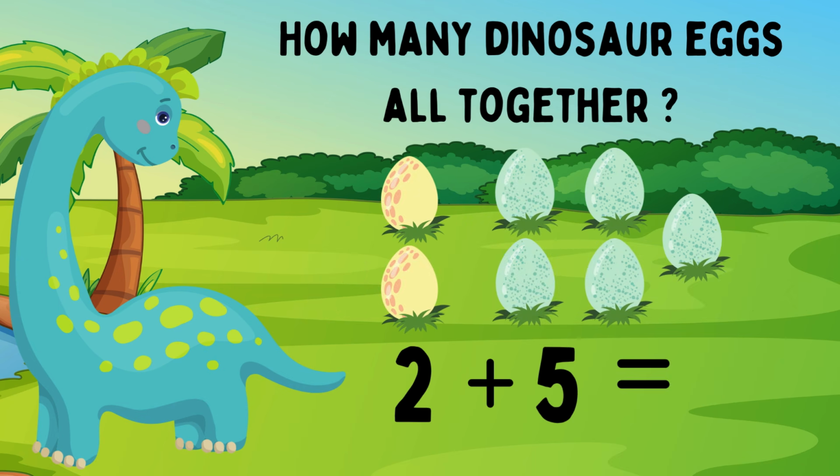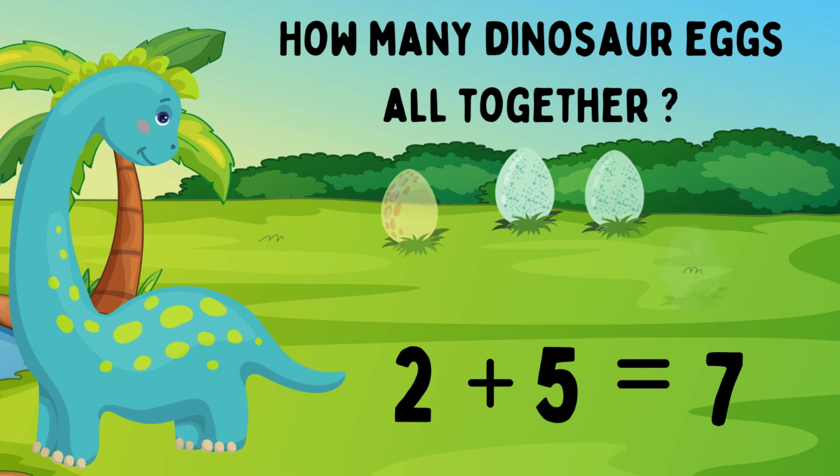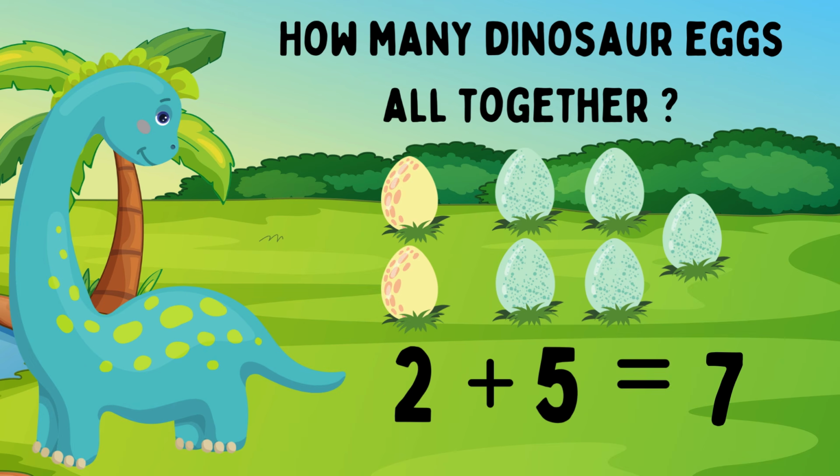Problem number 4. How many dinosaur eggs are there altogether? 2 plus 5 equals what? The answer is 7. Way to go.